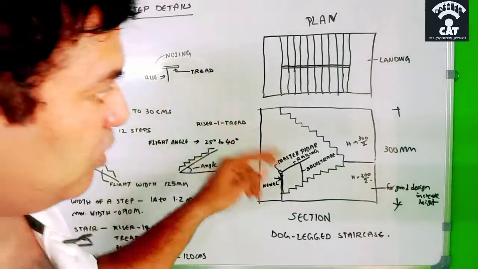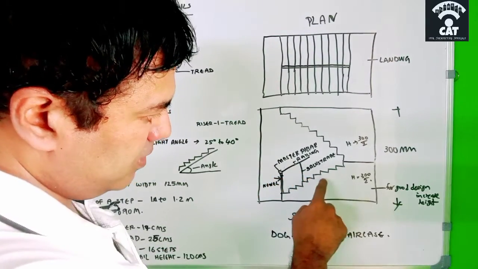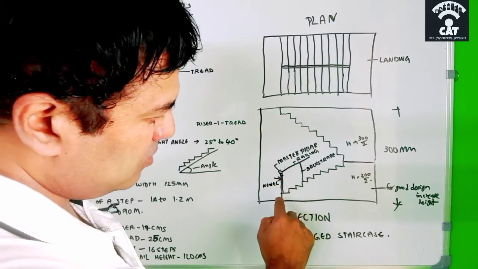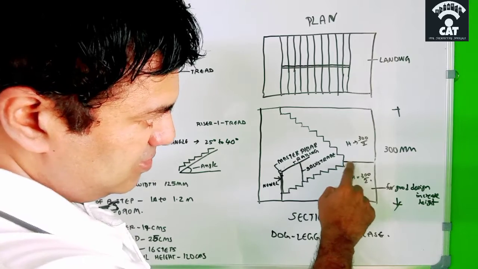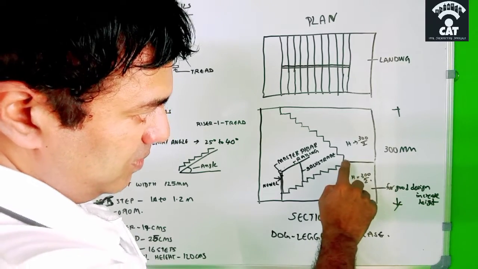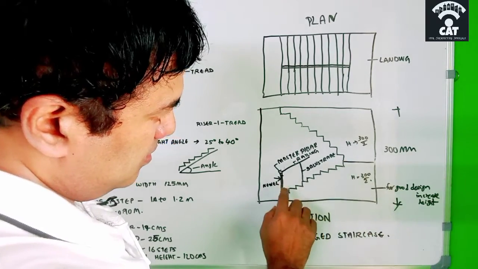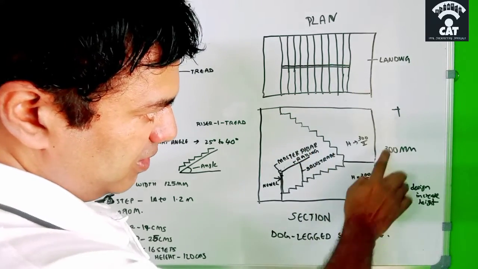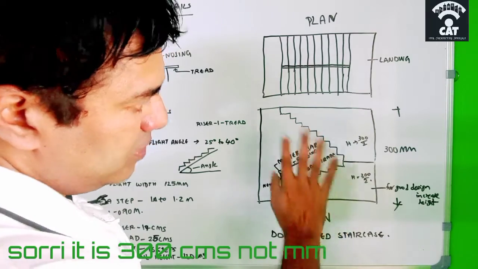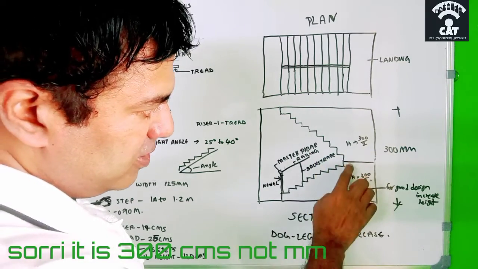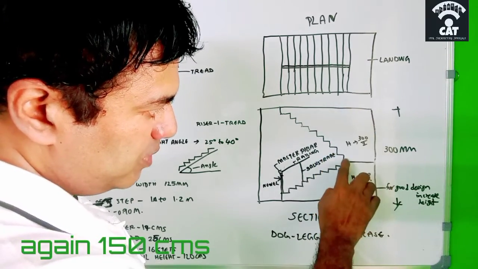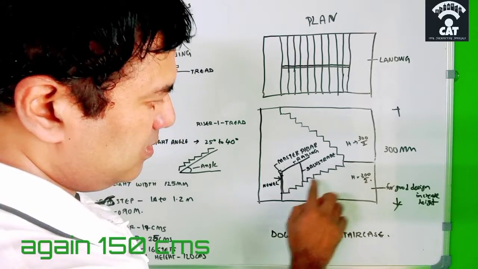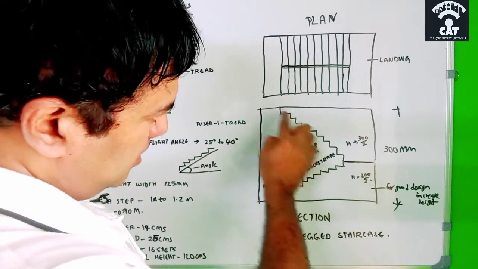And then one flight means, if this is the section of the step, from here to the first landing. This is the landing area, the mid landing. And suppose this is a section and the full room height is 3 meter or 300 mm. So it is usually divided into two, 150 mm and 150 mm. In between there is a landing, and this is the first flight and this is the second flight.